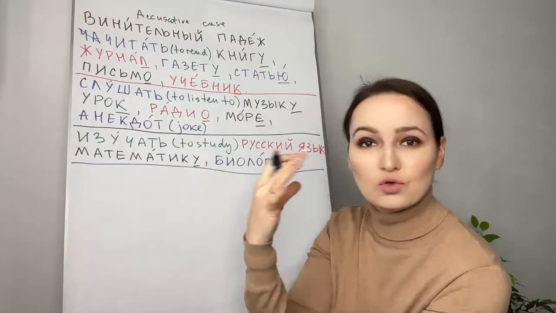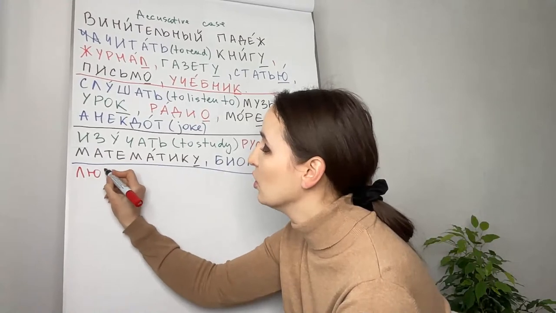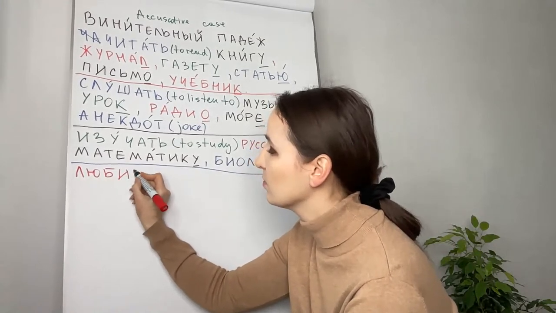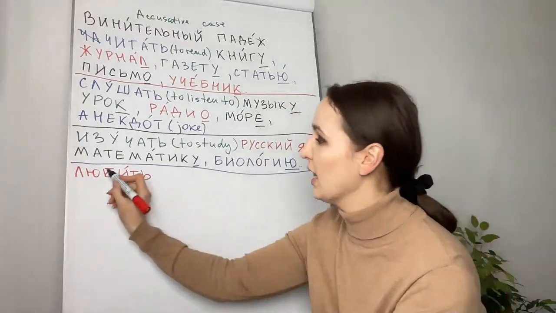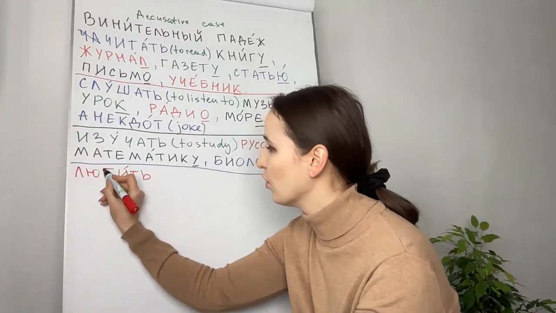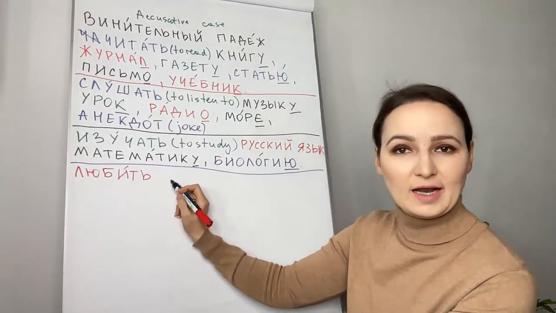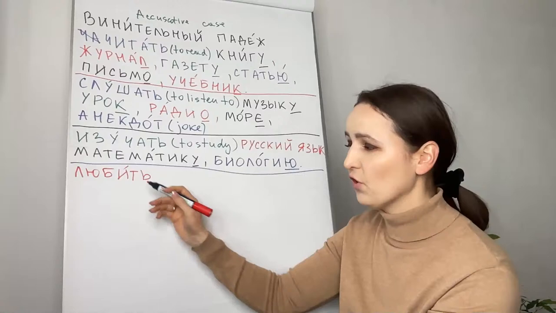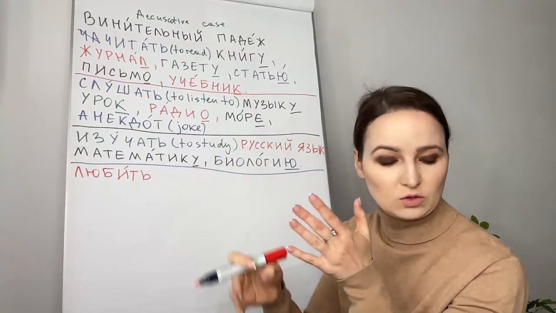The next verb that we are going to use with nouns in accusative is любить, to love or to like. Любить. To love or to like. This verb will be followed by a noun in accusative case. This verb asks for a noun to be in accusative case.